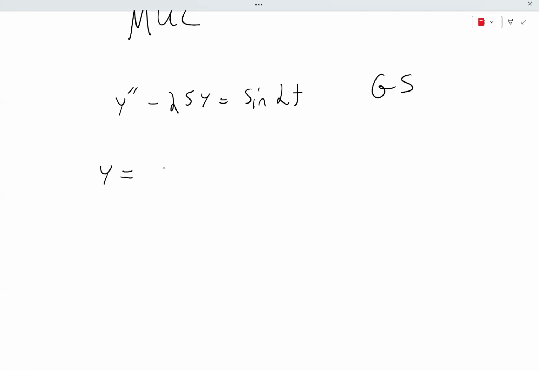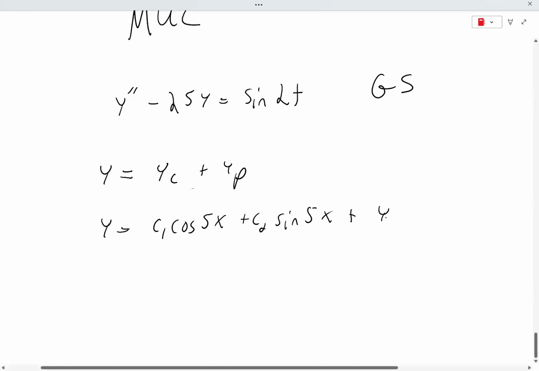So that'd be y sub c. Now the y sub c here, I think it's going to be like a 5, or I'm sorry, I'll just write it out here. So write y sub c plus y sub p. And you do your characteristic equation thing there. That's going to be c1 cosine 5x plus c2 sine 5x. That's for the y sub c. And then plus y sub p.